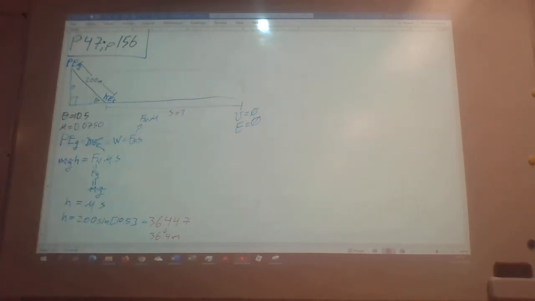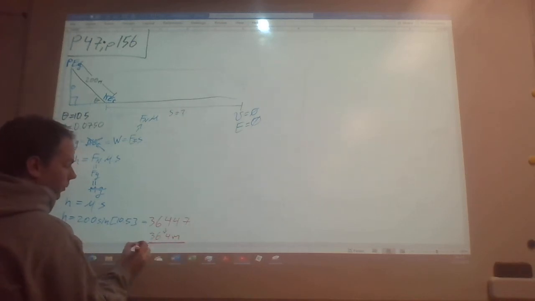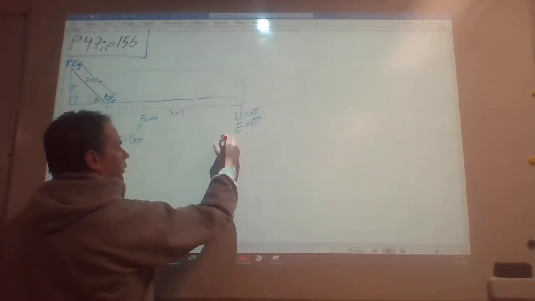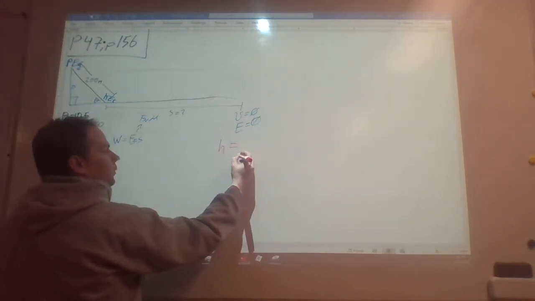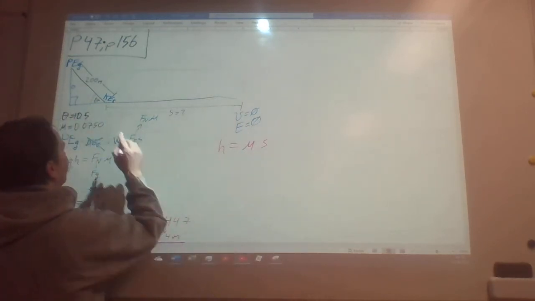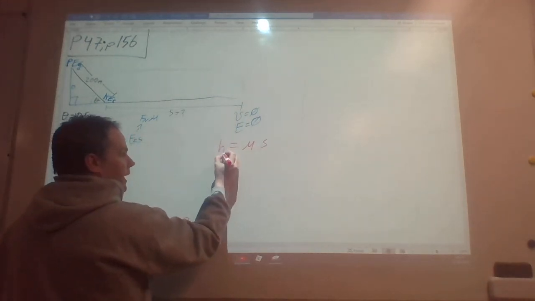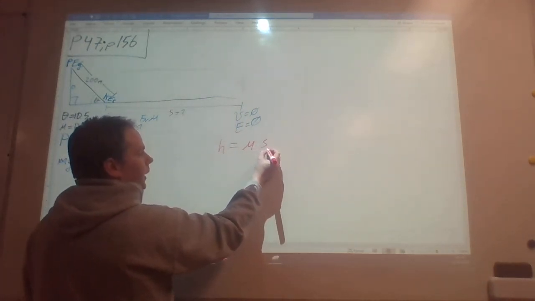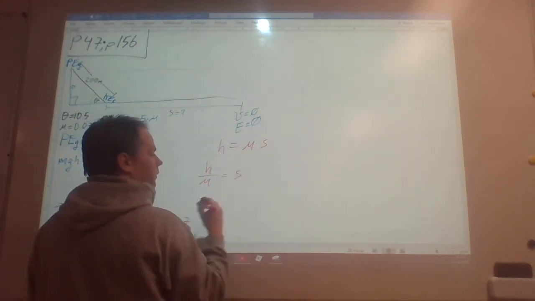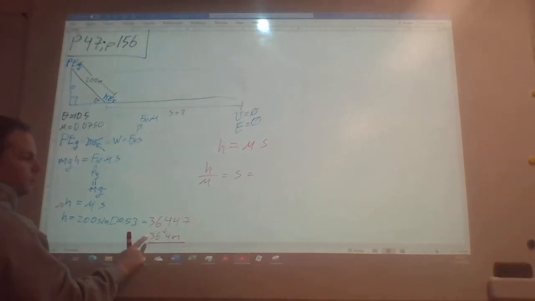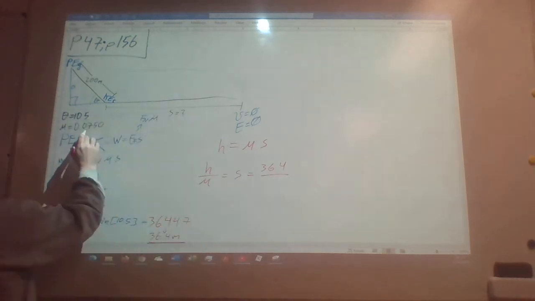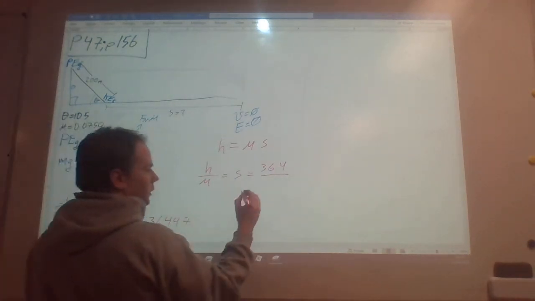That's the initial height. So then we take this number and we plug it back in here. So I'll rewrite that equation. Again, H is equal to the coefficient of friction times the horizontal distance traveled after we reach the bottom of the hill. So H we know, mu we know, we need to solve for S, so we divide by mu. H over mu will give us S, so that's going to be 36.4 divided by our 0.0750.